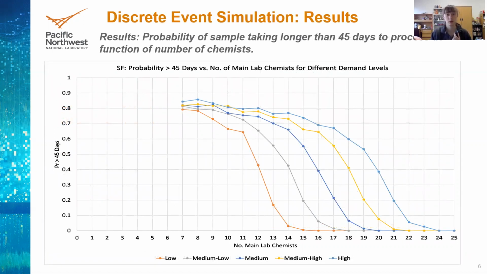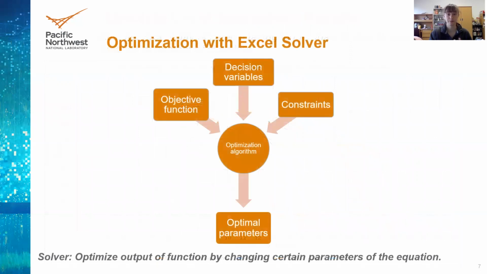This is just for one lab, the San Francisco lab, for 5 different demand levels, where the probability that a sample will take greater than 45 days to process is shown as a function of the number of chemists who are working at that lab. And as you can see, as the chemists go up, fewer samples take a long time to process.